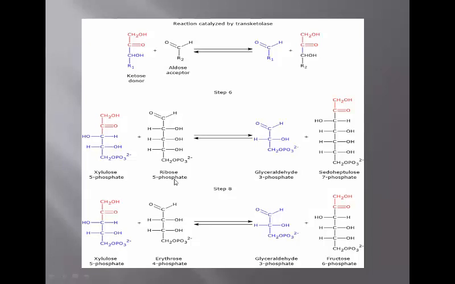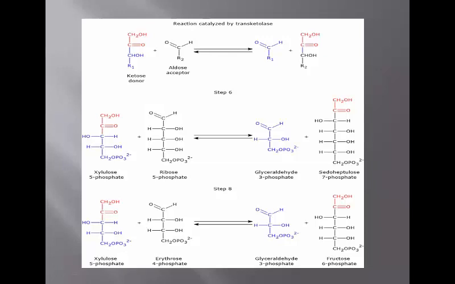Let us see what happened in this pathway in the transketolation. The keto group from xylulose 5-phosphate, which is a keto sugar, is transferred to ribose 5-phosphate, that is an aldo sugar. And after taking this 2 carbon containing unit, it results in pseudoheptulose 7-phosphate. And the remaining one is glyceraldehyde 3-phosphate.